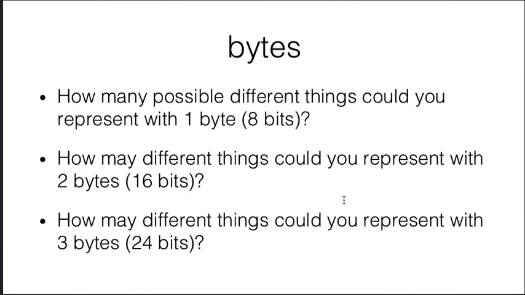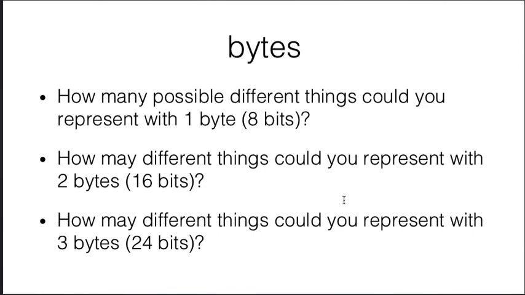So how many possible things could we represent with one byte, which is 8 bits? Two to the power of eight. You can go like two, double every time: 2, 4, 8, 16, 32, 64, 128, and then 256 for 8 bits. So 256 possible combinations of ones and zeros, 256 possible things you can represent.